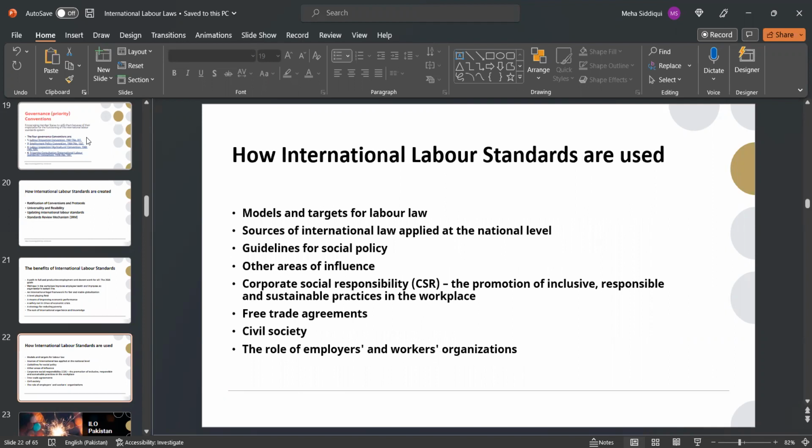How are international labor standards used? As models and targets for labor law, and as sources of international law applied at the national level. Guidelines for social policy. Other areas of influence: corporate social responsibility, the promotion of inclusive, responsible, and sustainable practices in the workplace, free trade agreements, civil society, and the role of employers' and workers' organizations.